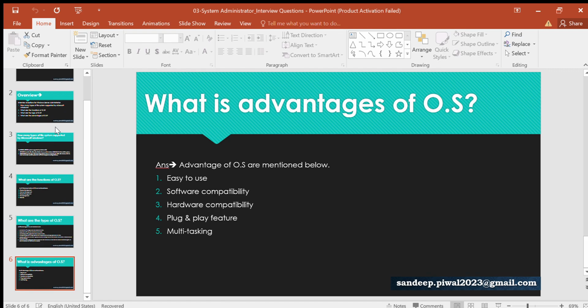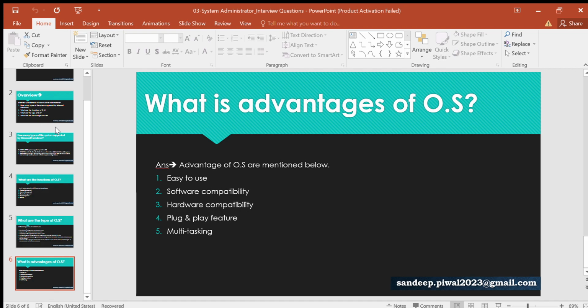Let's move on to the next one. What are the advantages of an operating system? Here I mentioned a few advantages. First, it is easy to use: Microsoft Windows is easy to use because of its graphical user interface. Everyone working on the Windows platform can easily manage the operating system. If you want to open a file, through the graphical user interface you can easily go to the path and identify or open that file. So it is user friendly as well.